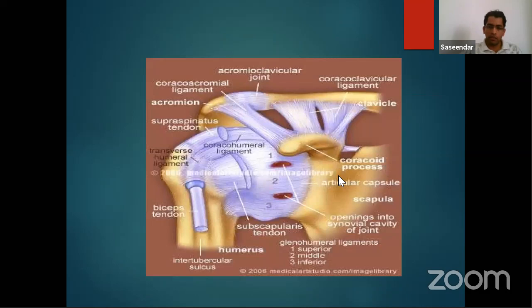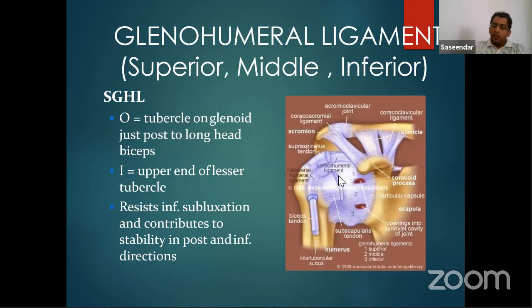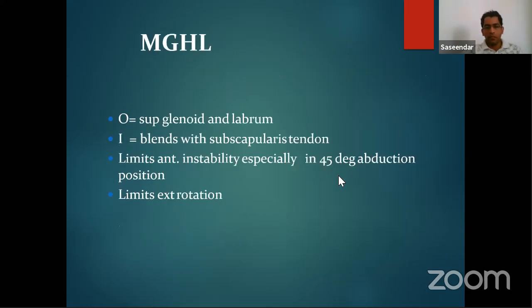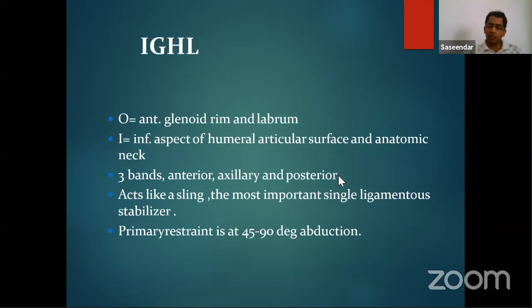There are too many structures around the shoulder joint that contribute to stability. We are not going into the detailed anatomy of the glenohumeral ligaments. That itself should be a separate class. Let's go on to the functional components.